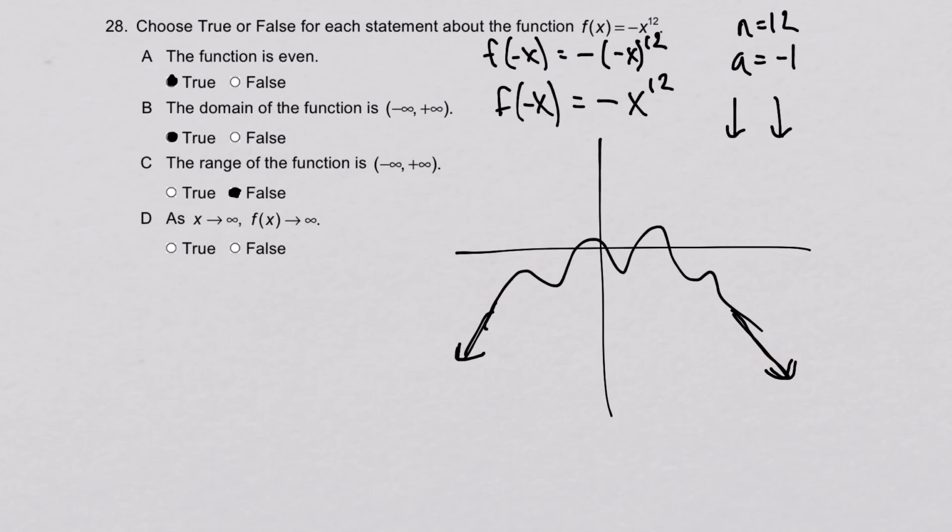And finally, as x approaches infinity, f of x approaches infinity. If you want to think about this easier, replace f of x with y, and then picture that. As x gets bigger and bigger, does y also keep getting bigger and bigger in the positive direction? Think about it as you look at this graph. As x keeps going to the right, keeps getting bigger and bigger, does the y value keep getting bigger and bigger in the positive direction? No. As x keeps going to the right, y keeps going down, not up. So this one is actually false.